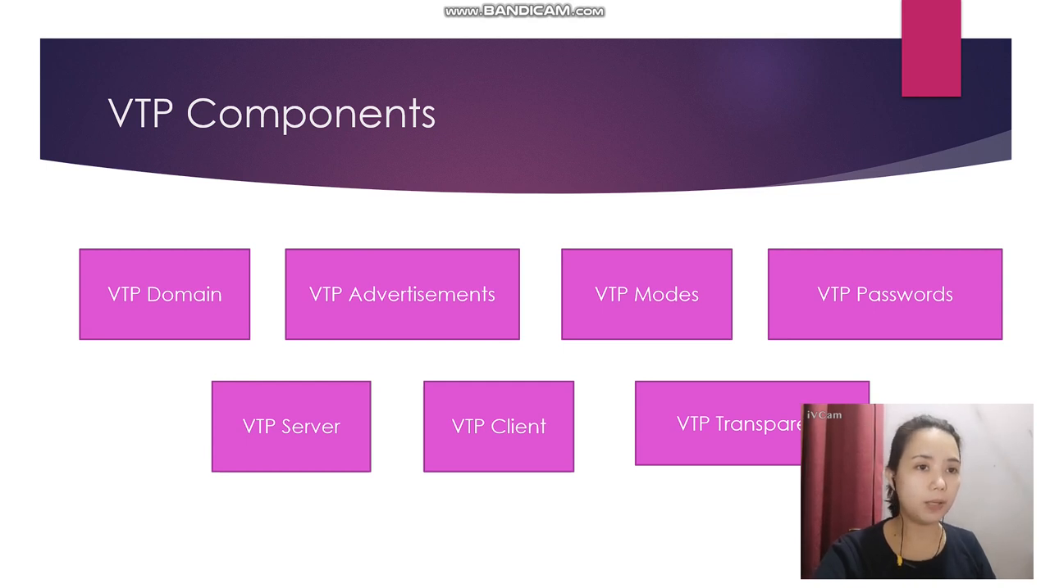The VTP advertisement. Each switch in the VTP domain sends periodic global configuration advertisements from each trunk port to a reserved multicast address. Neighboring switches receive this advertisement and update the VTP and VLAN configuration as necessary. A switch can be configured in one of 3 VTP modes: the server, the client, and the transparent. The VTP password: switches in the VTP domain can also be configured with a password.